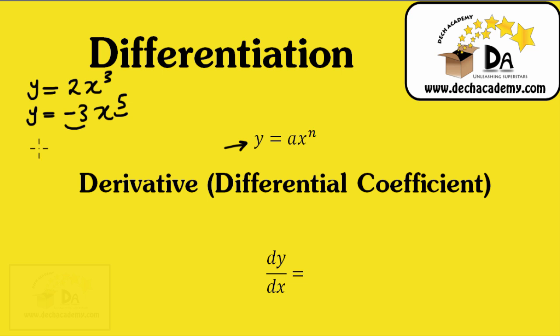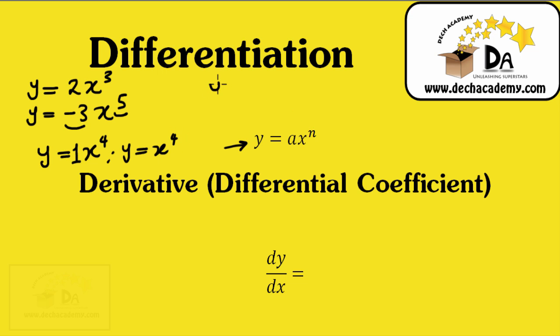I'll give you another example, y equals x to the 4. In this case, you can imagine that there's a 1 in front of the x to the 4. So it's the same thing as 1 times x to the 4, which is the same thing as x to the 4. So in this case, a is 1 and n is 4. So you always have to remember that you can introduce a 1 in front of the x because it doesn't change anything.